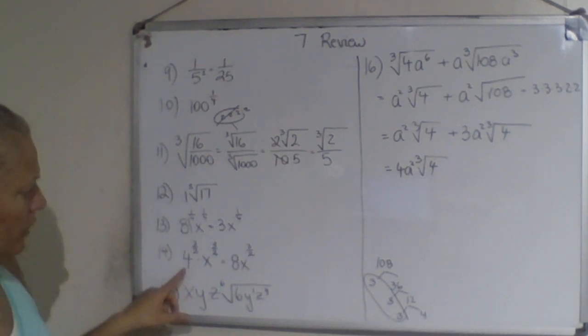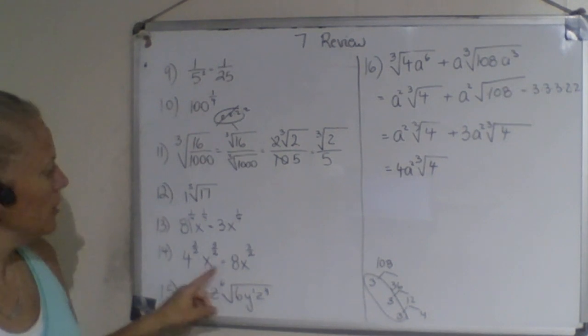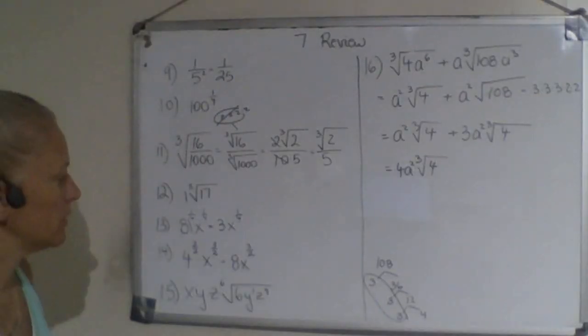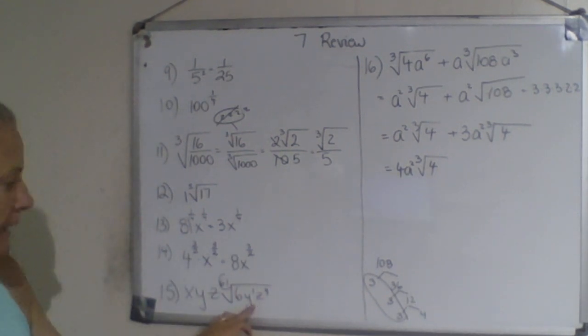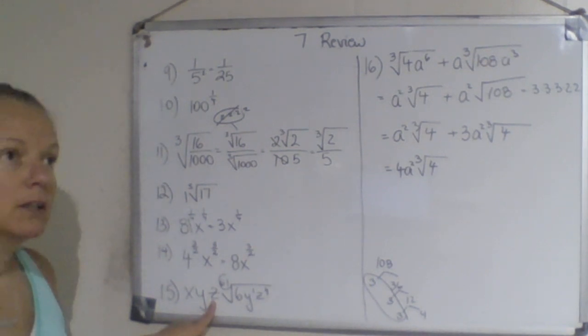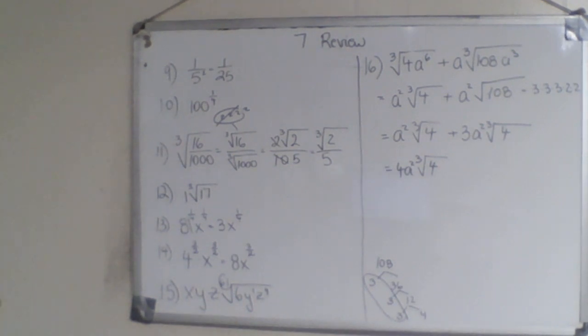14, you end up with 4 to the 3 over 2 times x to the 3 over 2. But 4 to the 3 over 2 is actually 8, if you put it in your calculator, times x to the 3 over 2. 15 wasn't that difficult. You had 6 x's, 1 could come out because your root is 6. You had 7 y's, 1 came out, 1 stayed in. You had 10 z's, 1 came out, 10 minus those 6, 4 stayed in, and then the 6 just stayed in, right? This is your answer: x y z, 6th root of 6 y z to the 4th.